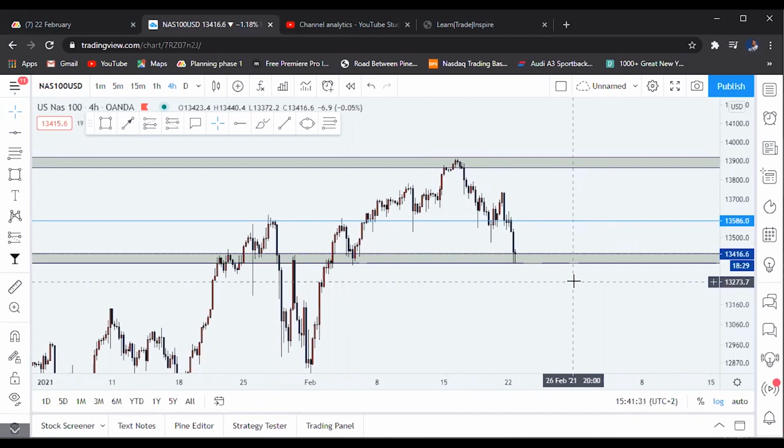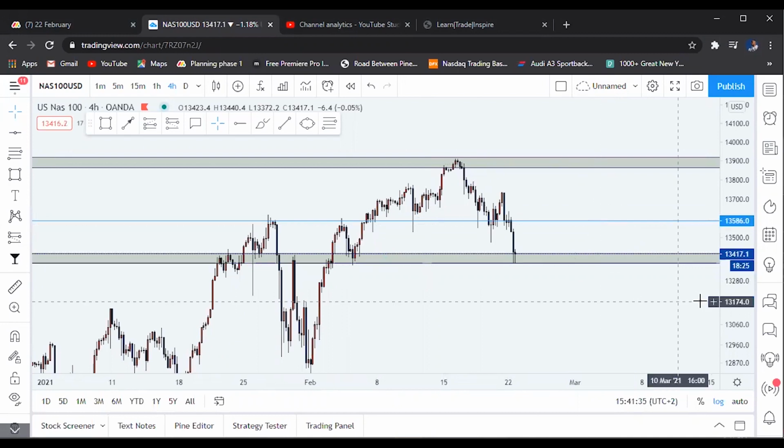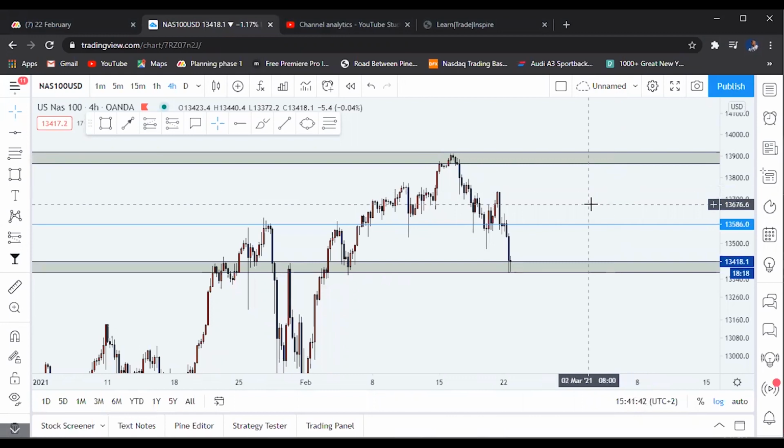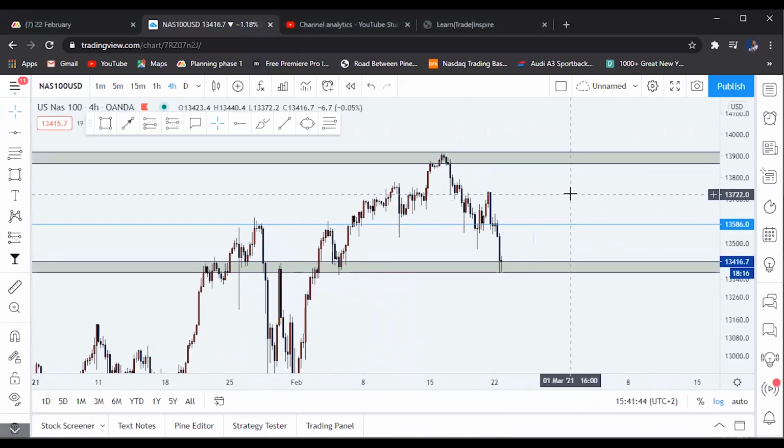So today I'm just going to be doing a market breakdown of NAS100. Some brokers say it's US Tech, some brokers say it's US100, whatever you call it, it doesn't really matter. What matters is that you understand how it moves.